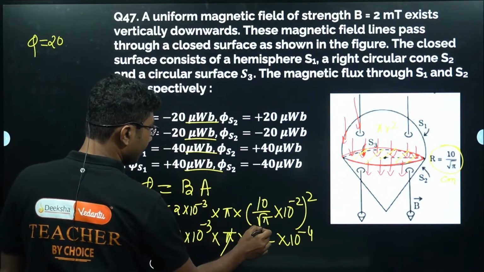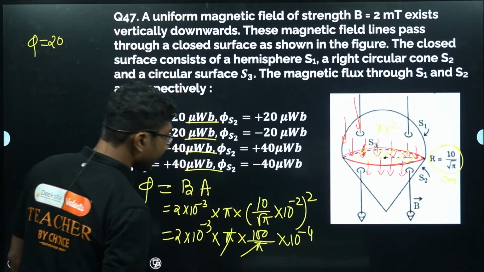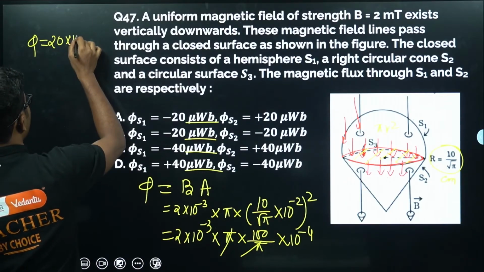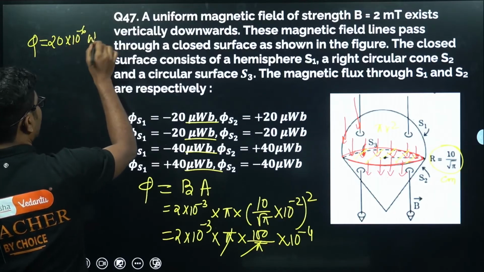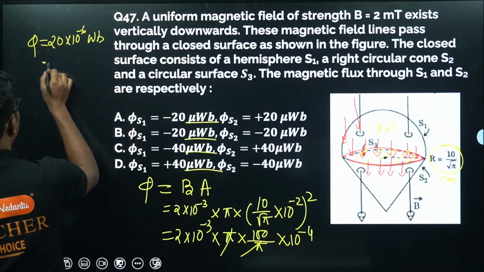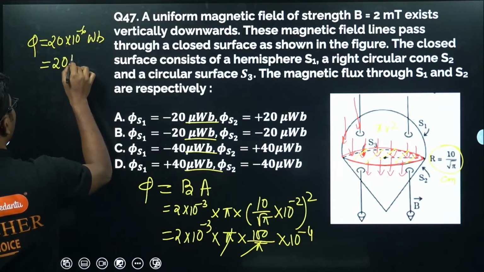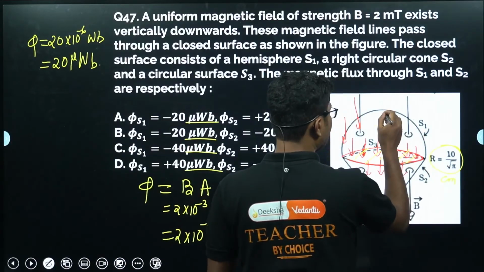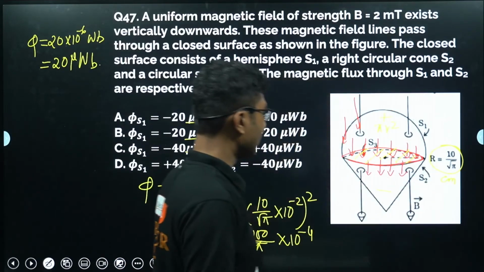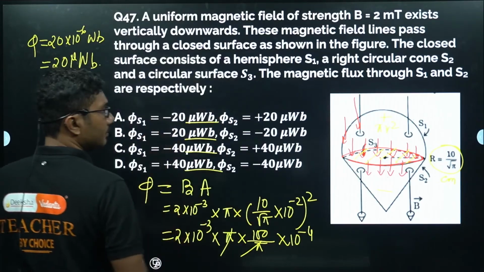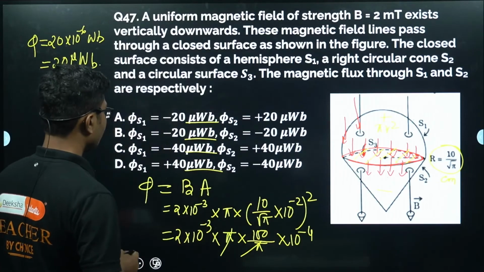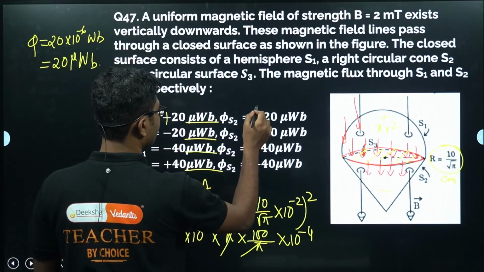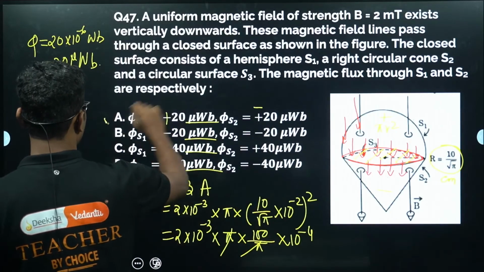So what we will do? We will reduce one zero and write it as 20, and then we will calculate this as 10 to the power of minus 6 Weber. Weber is the unit of magnetic flux. So it will be 20 micro Weber. So 20 micro Weber is entering through this, so this is plus, and exiting through this, that is minus. So the correct answer is option A, where this will be plus and this one will be minus.